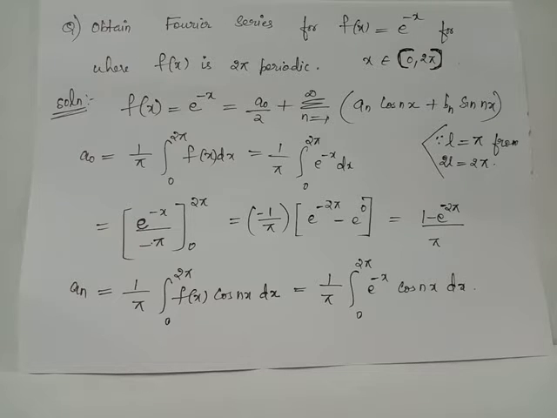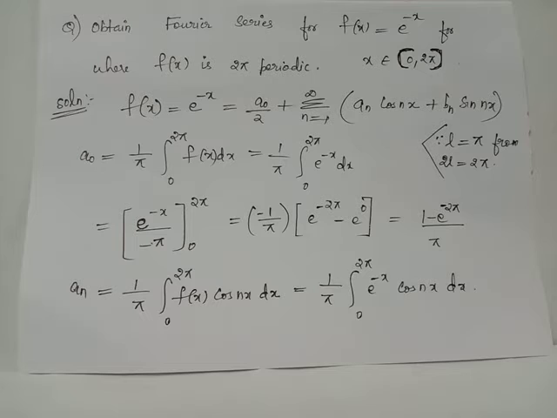We have a naught evaluated using the formula 1 by pi integral 0 to 2 pi f of x dx, where f of x equals e raised to minus x. We have integral 0 to 2 pi e raised to minus x dx becomes e raised to minus x divided by minus 1, to which we will give the limits 0 and 2 pi. We can take outside the minus sign which appears in the denominator after integration.